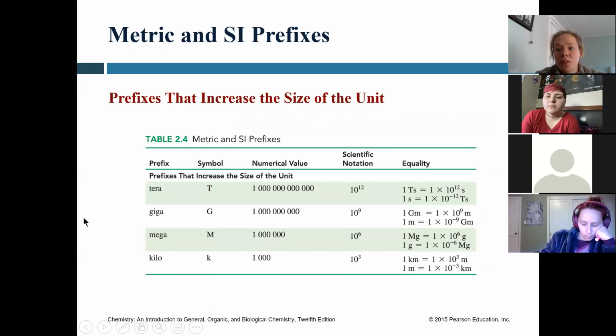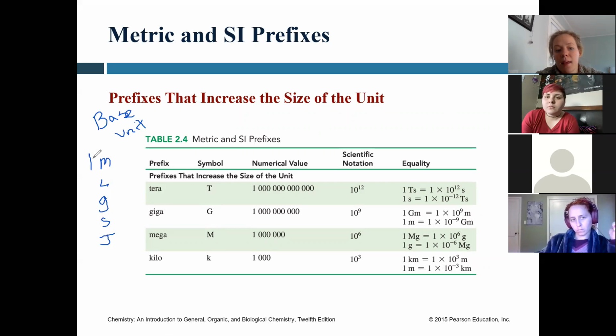What are examples of base units? A meter. So a base unit could be a meter. It could be a liter. It could be a gram. It could be a second, a joule, which is a type of energy. There's a couple more, but you always have one of these and then you'll insert one of these prefixes in front of it. So I could make it a kilometer, or I could make it a megaliter, or I could make it a teragram by adding these different prefixes to the front.